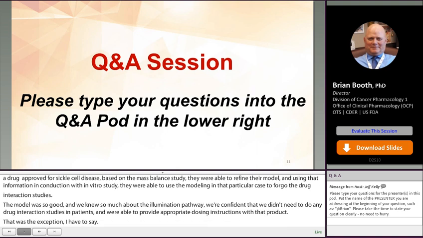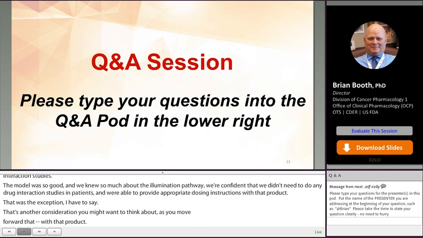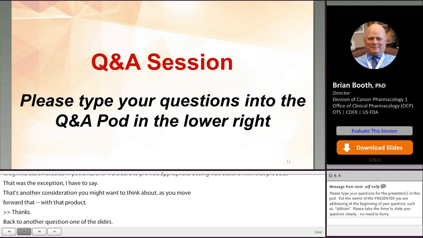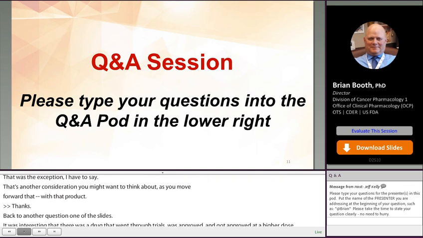Thanks. Back to another question on one of the slides. It was interesting that there was a drug that went through trials, wasn't approved, and then it got approved at a higher dose. So clearly, how did they miss the right dose, the effective dose? What was the general gestalt that happened there?